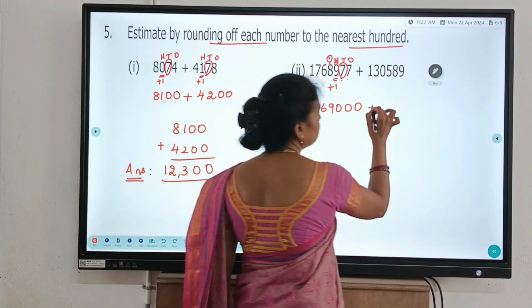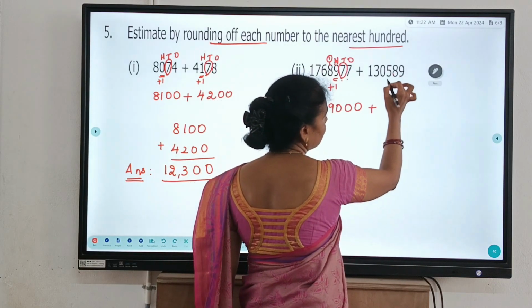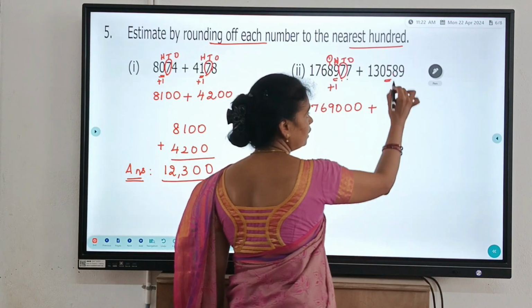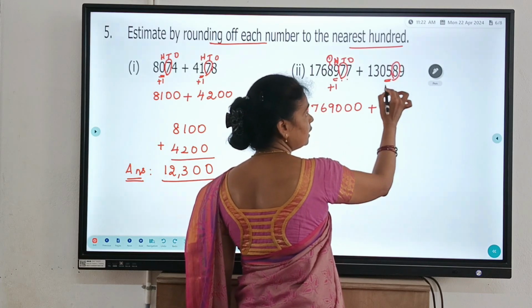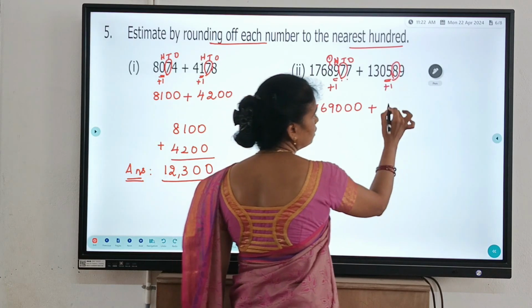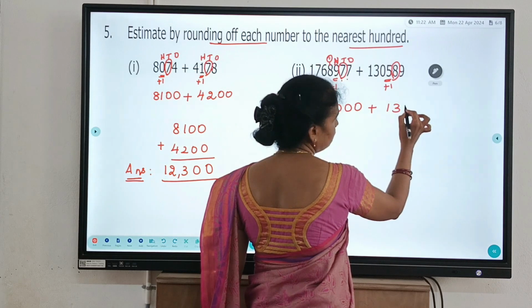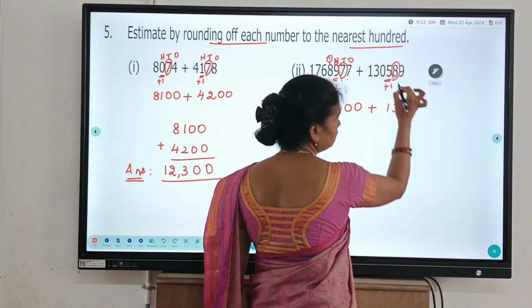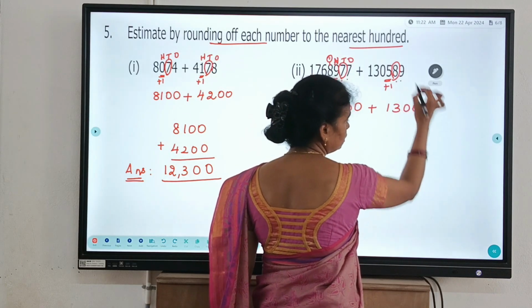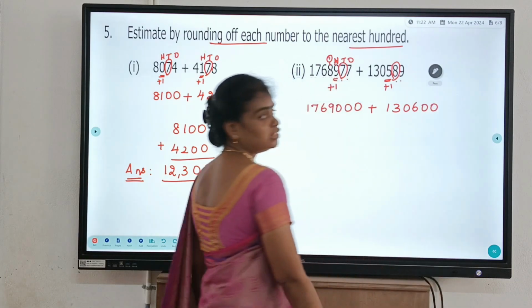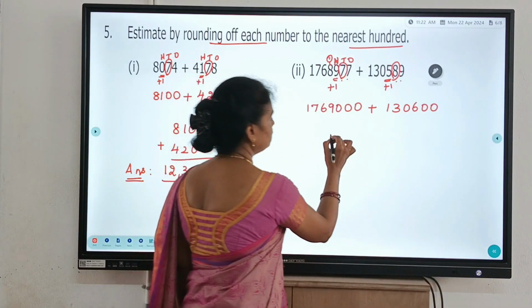Okay? The next one, ones, tens and hundreds. So 5 is in place of hundreds. So check for the next number, it is 8. You will add plus 1, so this number becomes 1, 3, 0, 6. And then for these two digits, you will write 2 more zeros. Now, what is the next step?